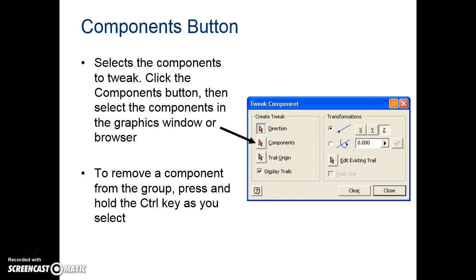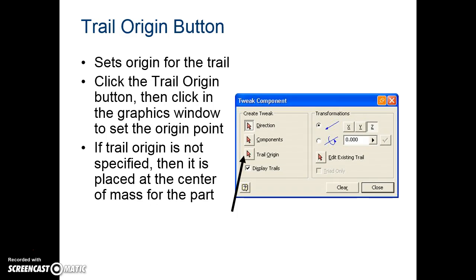You have the components button, which selects the components to tweak. Click the components button, then select the components in the graphics window or browser. To remove a component from the group, press and hold the control key as you select. And then to set origin for trails, click the trail origin button, then click in the graphics window to set the origin. If the trail origin is not specified, then it is placed at the center of the mass for the part.